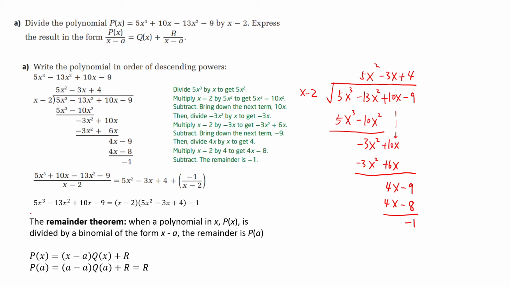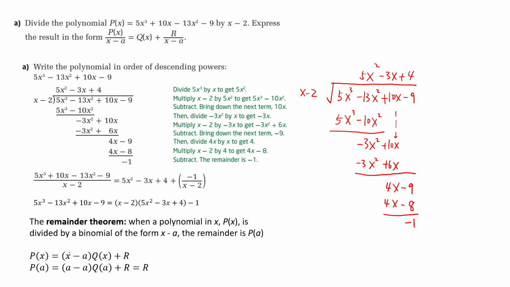Here comes the remainder theorem. It's a theorem that is useful. When a polynomial in x, p(x), is divided by a binomial x − a, the remainder is p(a). Using this theorem, if the question asks us to find the remainder, we don't necessarily go with the long division method. We just plug a into p(x) to get the remainder.